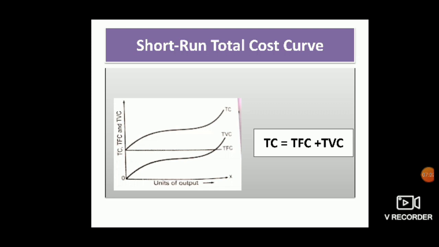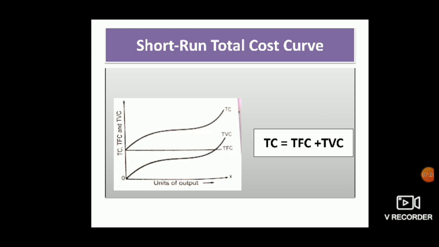Because I have already told you, short run total cost incurs only two main costs, fixed cost and variable cost. So TC is equal to total fixed cost plus total variable cost, and the relation between the total fixed cost and total variable cost you can see in this graph.